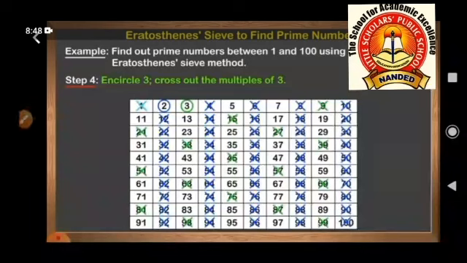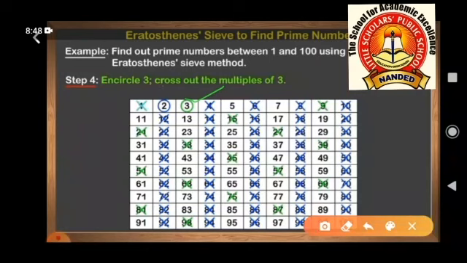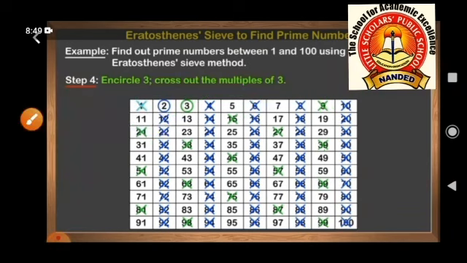The mathematician gave us this rule. It is not simple, it is very important, and you should understand it clearly. For clear understanding you should watch this video 5 to 6 times. In this step he encircled the number 3 and crossed out all the multiples of 3. Like 3 1s are 3, he circled 3; 3 2s are 6, he crossed; 3 3s are 9, he crossed. Then 12, 15, 21, 24, 27, 39. The numbers which are exactly divisible by 3 he crossed out, because those are the multiples of 3.